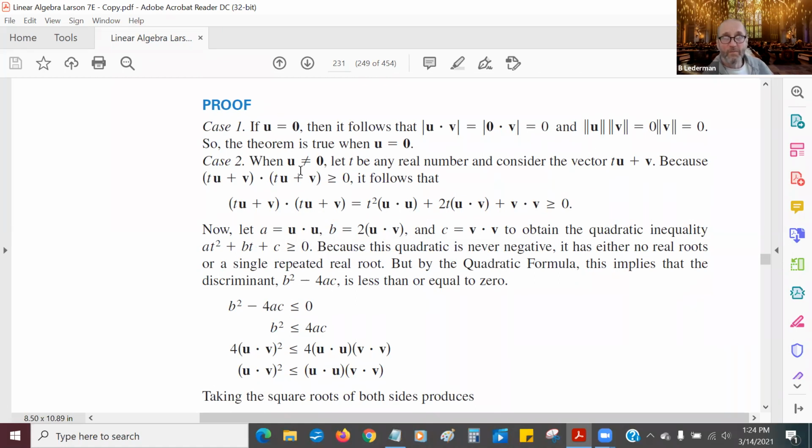If u does not equal 0, that's case 2, then let t be any number. If we look at the vector tu plus v, we know that tu plus v dot tu plus v is greater than or equal to 0, because any vector dotted with itself gives a non-negative amount. So tu plus v dot tu plus v is t squared u dot u plus 2t u dot v plus v dot v, and that's greater than or equal to 0.